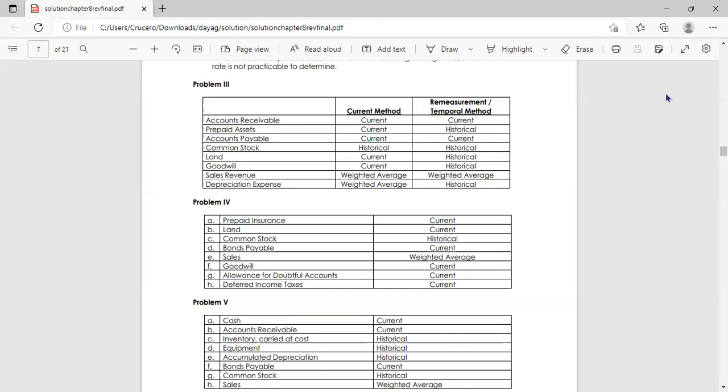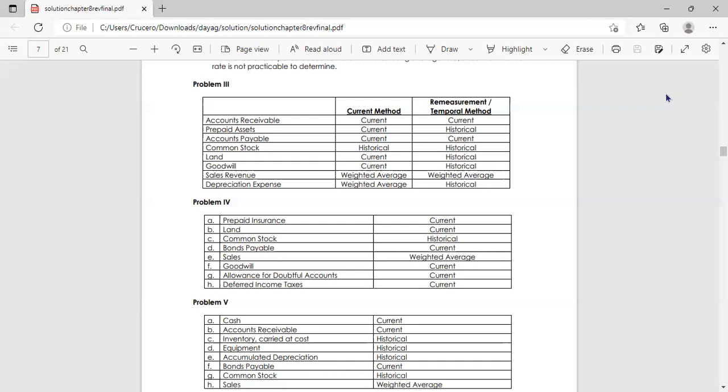Then for goodwill, we are going to include, in method number 1, we are going to classify it as part of the current or the closing rate, while under method number 2, we classify it as historical.